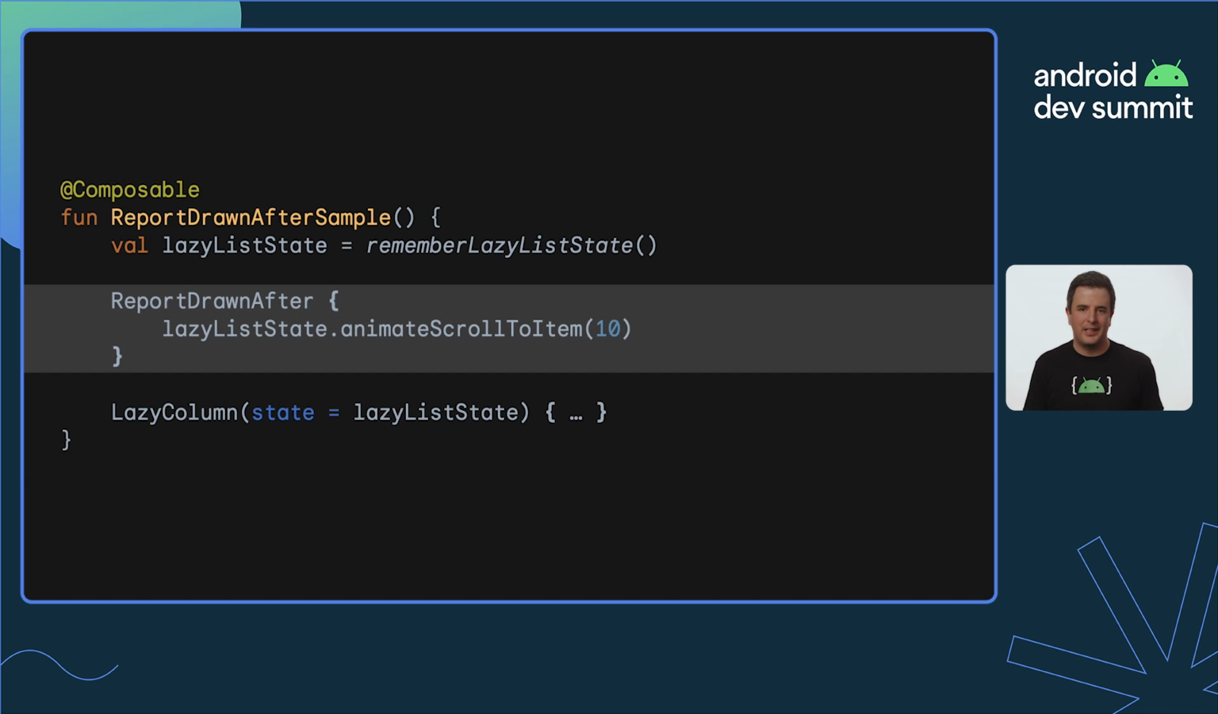There is also a suspending version of this API, reportDrawnAfter. This will call reportFullyDrawn when the suspending function completes. This allows you to easily wait for an animation to finish or for data to load. We hope these new APIs make it easy for you to call reportFullyDrawn, and we recommend you do so. MacroBenchmark will also detect these calls and display the information in your startup benchmarks.